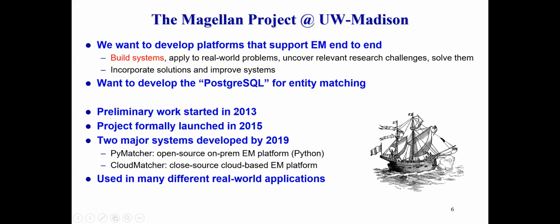So we started initially in 2013, and formally launched the project in 2015. We have developed 2 major systems by 2019. One is PyMatcher, which is an open source on-prem EM platform in Python, and the other is CloudMatcher, which is a closed source cloud-based EM platform. And these 2 have been used in many different real-world applications.